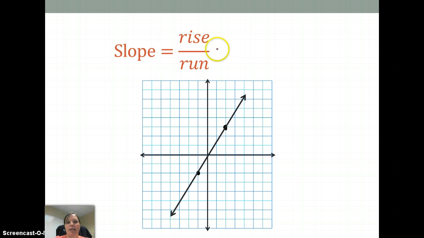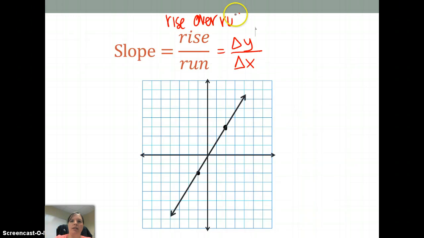So slope is rise over run, and I listed it as the change in the y value over change in x. So you think rise goes with the y's, rise over run. So we say rise over run is normally how we say this.